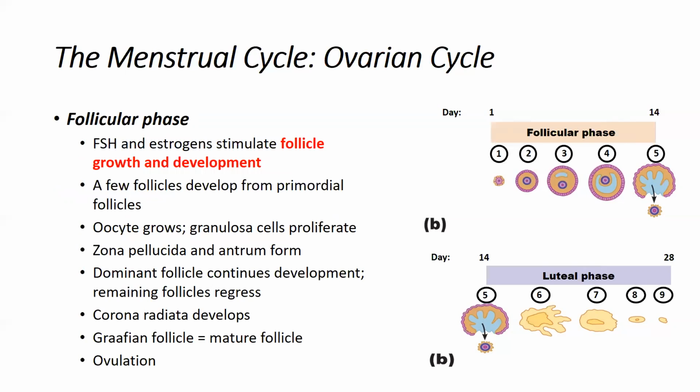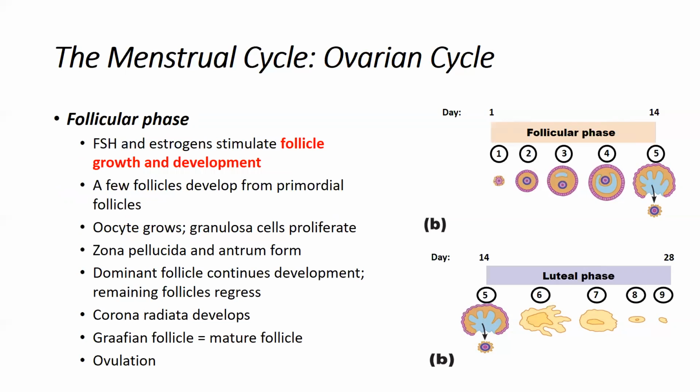All right, so during the follicular phase, we have FSH and estrogen that stimulate the growth of the follicle, very similar to what we saw with the males. A few follicles will develop from the primordial follicles, and they'll make their way all the way to become a Graafian follicle. So during each month, although we typically have one egg ovulating, we can't have more than one.